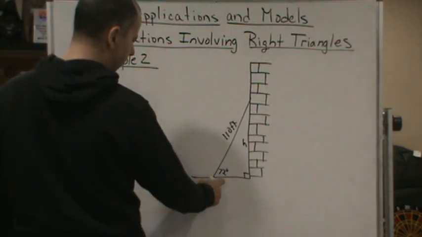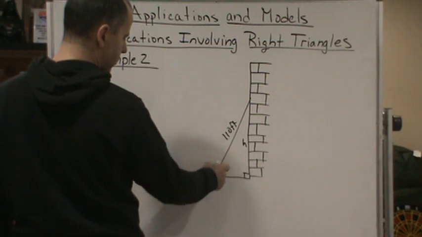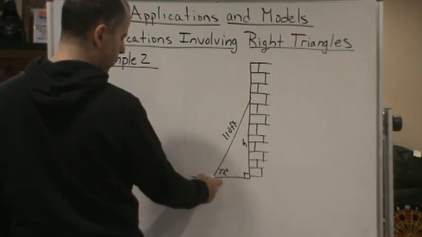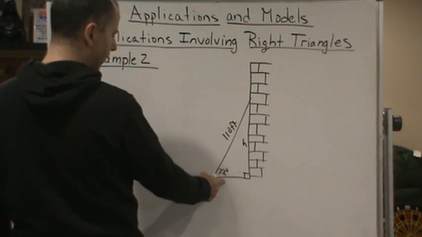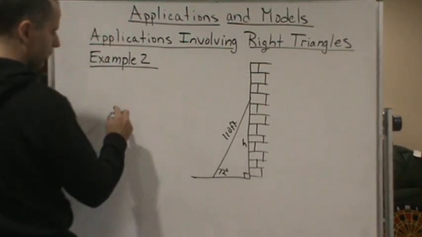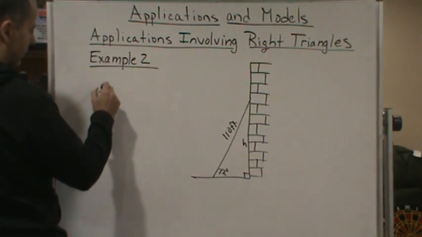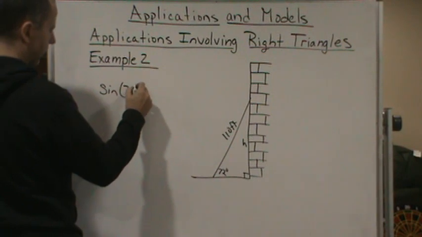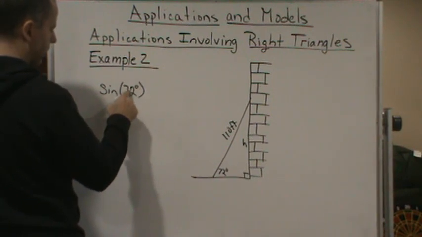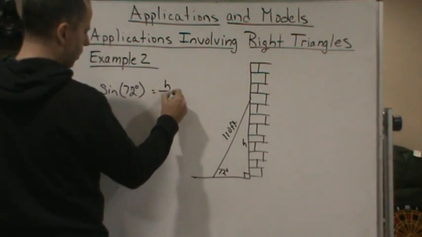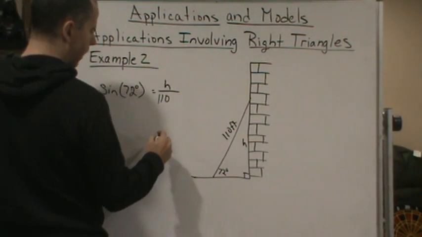So we need to relate h here. Obviously the trigonometric function we're going to use is sine, right? So opposite over hypotenuse. We're going to say that the sine of 72 degrees, and again make sure your calculator is in degree mode, is equal to h over 110 feet.